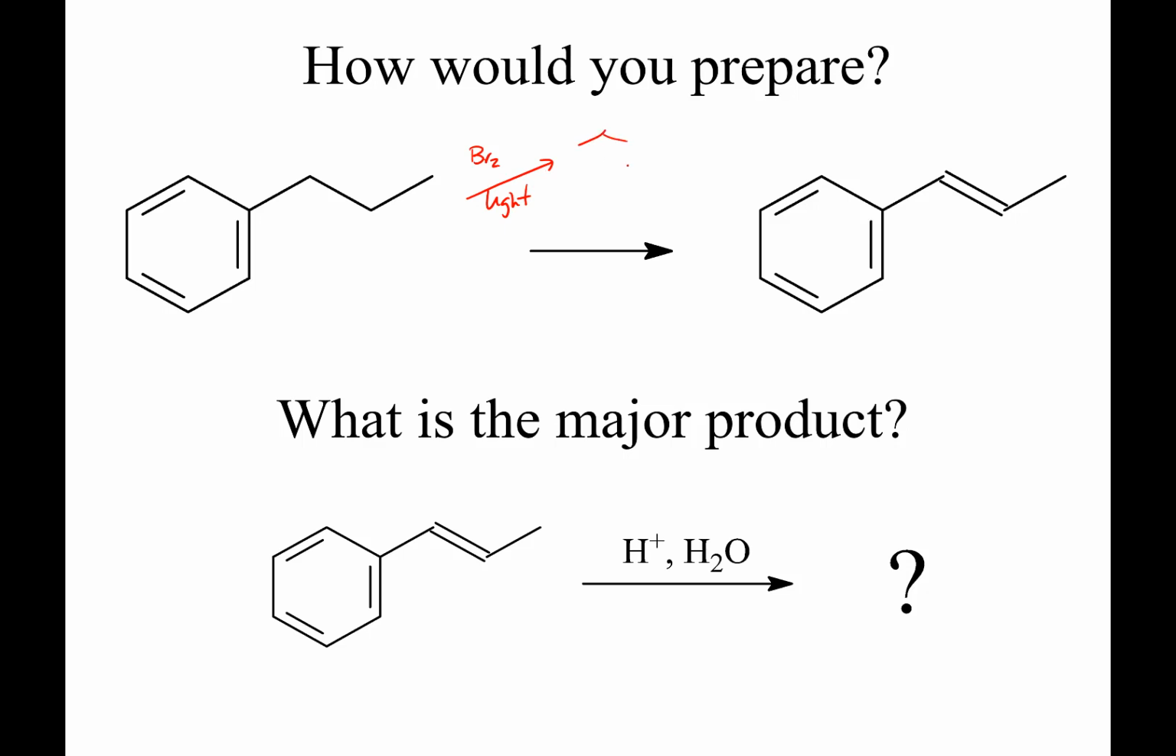Where is the bromine going to go? To the what position? To the benzylic position. Okay? How do I get from here to here?